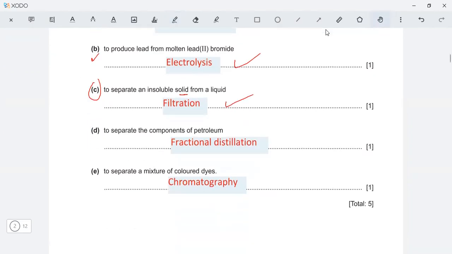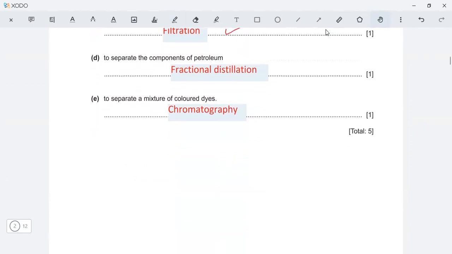Okay, now the next one is D. What is the name of the process to separate the components of petroleum? It is well known to you that you separate the petroleum products with the help of fractional distillation, right? So you just have to write here fractional distillation.